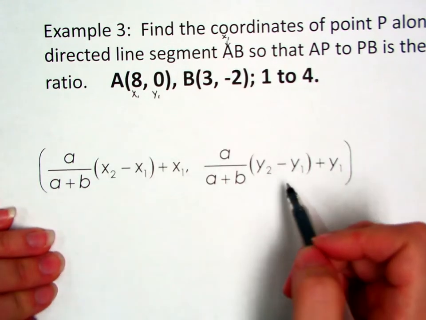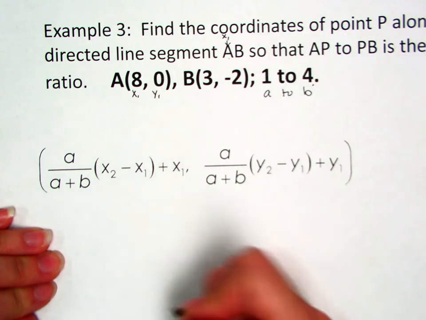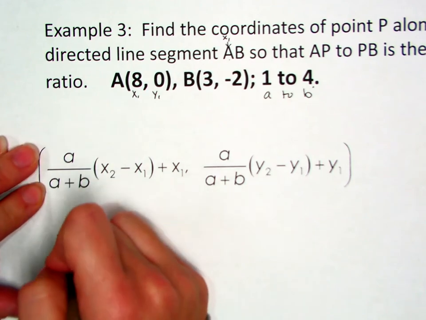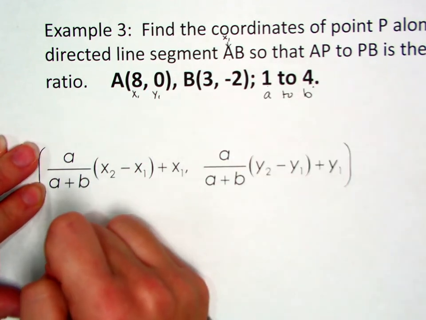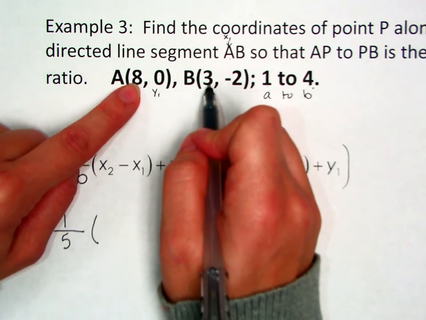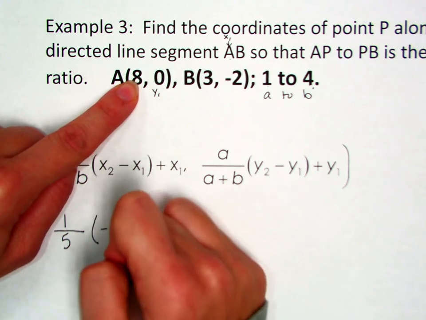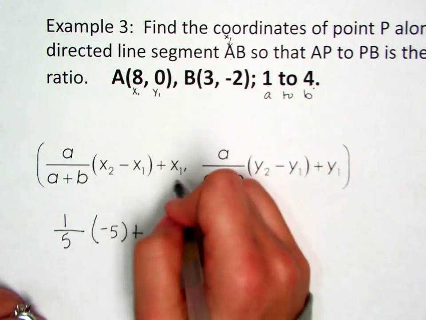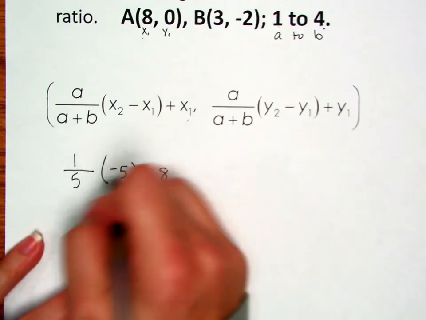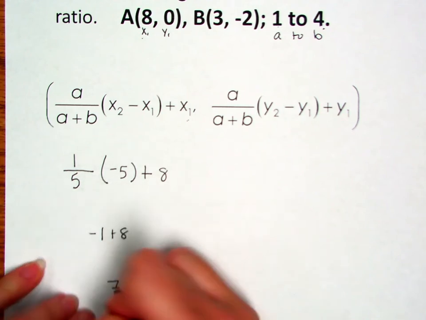So if we're partitioning this segment in a 1 to 4, this is an A to B ratio. So you plug in your A, which is 1, over my A plus B, so 1 plus 4 is 5. Times the difference of my x's, so x2 minus x1. 3 minus 8 will be -5. And then we would also add that to my x1, which would be 8. That all represents the x. So this right here would cancel. That would give me -1 plus 8, so this would be 7.